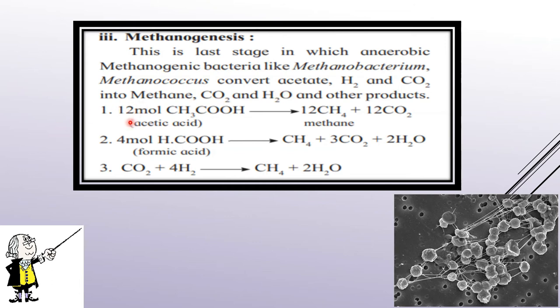So look at the reaction. 12 molecules of acetic acid will get converted into 12 molecules of methane plus 12 molecules of carbon dioxide. 4 molecules of formic acid will get converted into methane plus 3 molecules of CO2 plus 2 molecules of water. And finally, CO2, that is carbon dioxide, and 4 molecules of hydrogen will combine to give you methane and 2 molecules of water. Thus, the methane generated is a very important fuel.